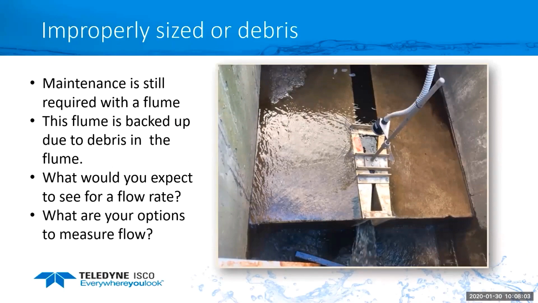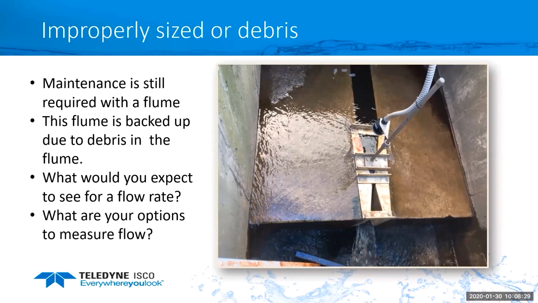So in this example here, having an improperly sized flume or debris going through a flume can cause problems. So as the picture shows, we've got water backed up through that flume. Water is still coming out the other side. So some maintenance is required with this. And what you'll notice is that your water level is going to go up, your flow rates are going to be higher than expected, and so this flume is backed up due to debris.